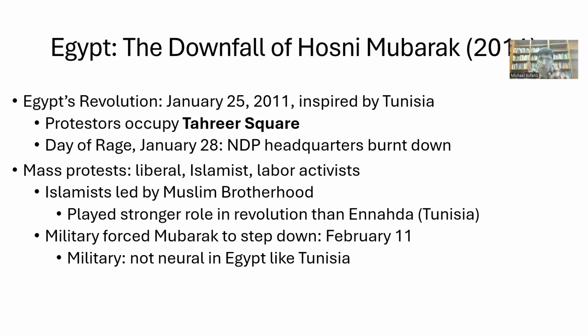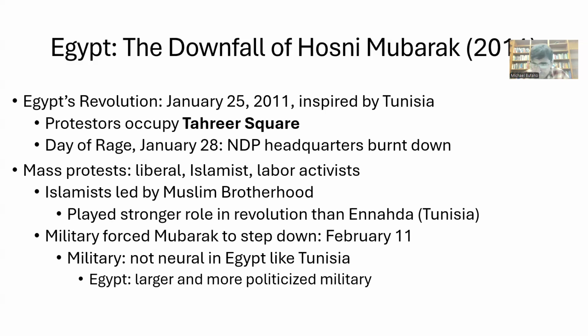The protests were so large because there were so many people angry at the regime for a variety of reasons. So they wanted to try to calm down the public. They forced Mubarak to step down. So Egypt, because of its larger and more politicized military, had a greater role in this transition. And as you're going to find out, it's a big reason why this transition failed.